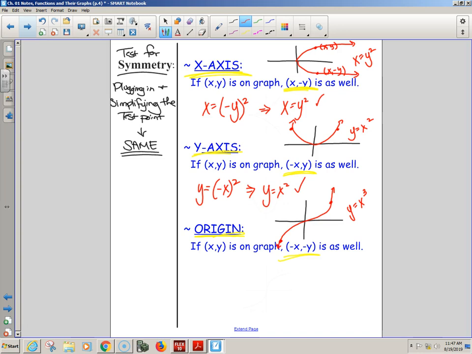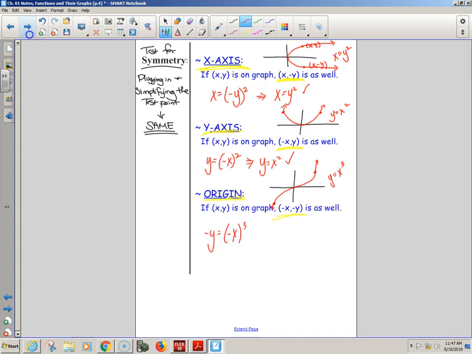If I was to test either one of these test points in this last one, they would change in some way, shape, or form. But what if I plug in a negative y and a negative x? Why is this the same? It sure doesn't look like it.